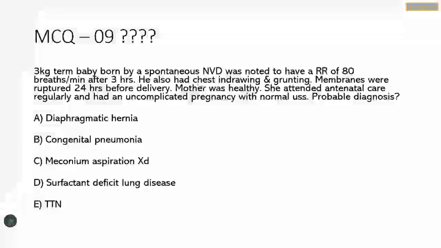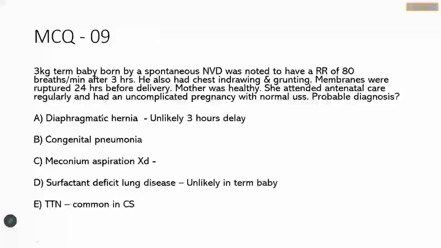It causes respiratory distress, with a respiratory rate of 80 after 3 hours, and they are also giving membrane rupture 24 hours before delivery. They are also telling there is a high risk of chorioamnionitis. So there is a high risk of congenital pneumonia. Then we can go for the answer: congenital pneumonia. Okay.